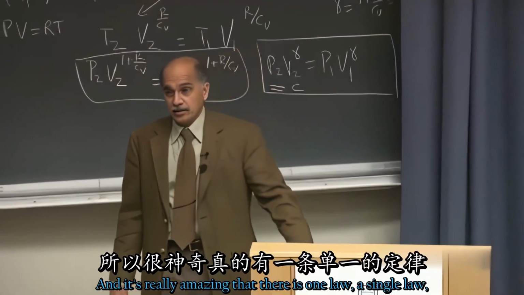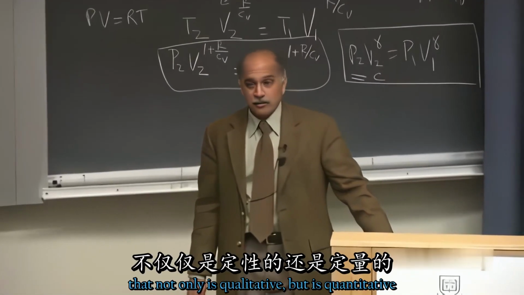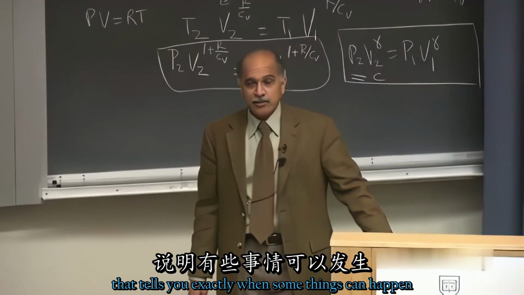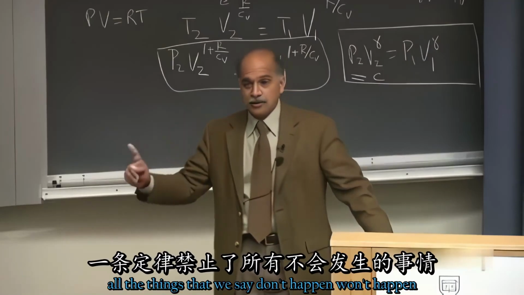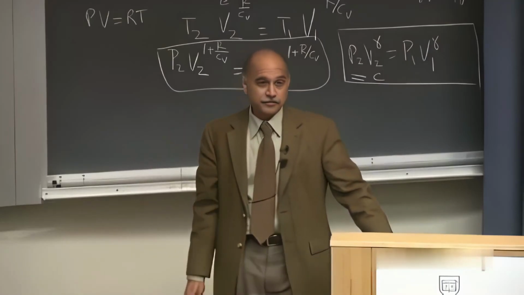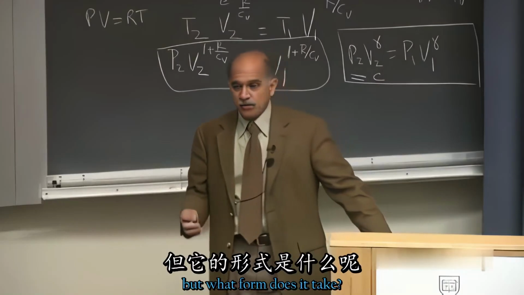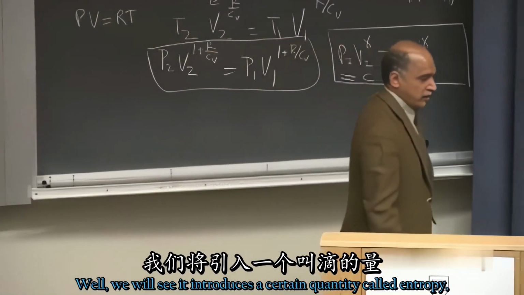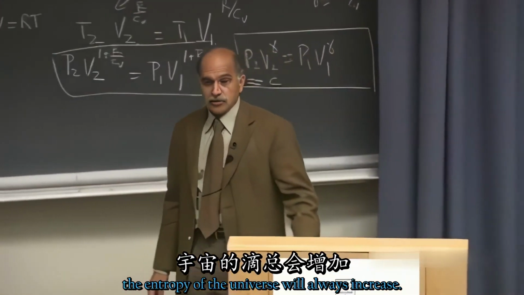And it's really amazing that there is one law, a single law that is not only qualitative but quantitative, that tells you exactly when some things can happen and when some things cannot happen. According to this one single law, all the things that we say don't happen won't happen. They will be forbidden by the law, and that's the second law of thermodynamics. But what form does it take? Well, we will see. It introduces a certain quantity called entropy, about which, right now, we don't know anything. And the law will simply say the entropy of the universe will always increase.